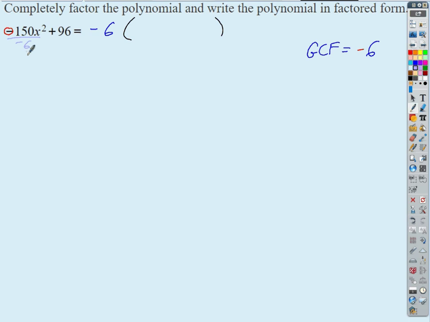Okay, good, the negatives cancel, and I'm gonna get a 25x squared, right? Everybody agree? Yeah. Okay, what if I divide this guy by -6? -16. Okay, so far so good. Okay, can we go any further though? That's the next question. We factored out a -6. Can we break the black factor up into pieces?